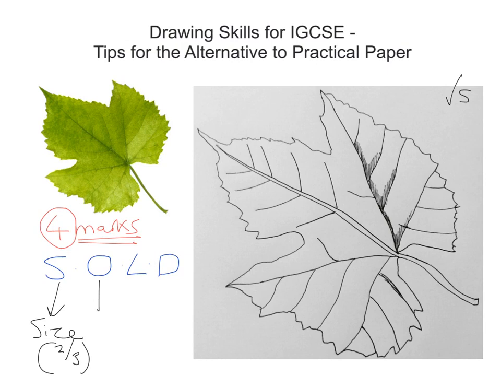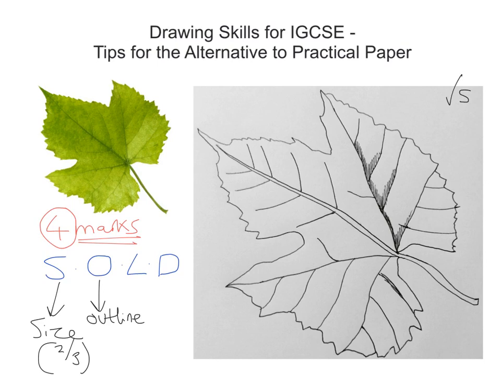The O stands for outline. So you need a solid single outline, and that's really important throughout this whole picture. So you can see if you look at the outline of this leaf, the very outside outline rather of the leaf, you can see that it seems quite smooth. So you'd think to give me 1 mark potentially for that.